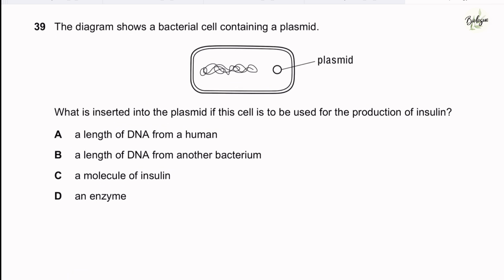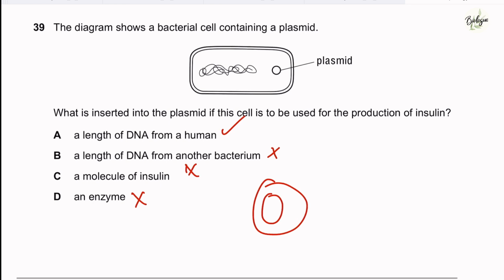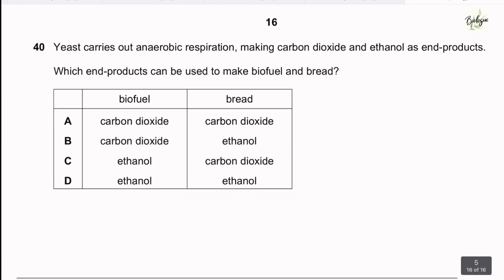The diagram shows a bacterial cell containing a plasmid. What is inserted into the plasmid if the cell can be used for the production of insulin? The length of DNA from a human, yes. Length of DNA from another bacterium, no. Molecule of insulin, no. Enzyme, definitely not. Remember, we are talking about genetic recombination here. So essentially a plasmid is a bacterial circular molecule of DNA. In this, we have another gene inserted. This is usually a human insulin-producing gene. So it's a gene from a human that produces insulin. Then the bacterial plasmid replicates multiple times. We have many plasmids forming, and those plasmids produce a large quantity of insulin, which then can be used commercially, right? So that's A. So A seems like the right answer.